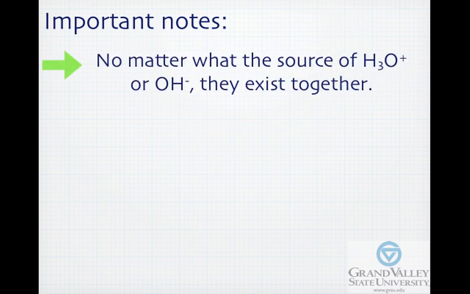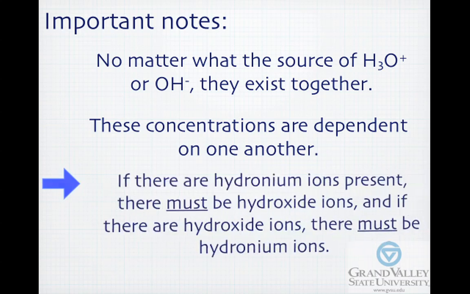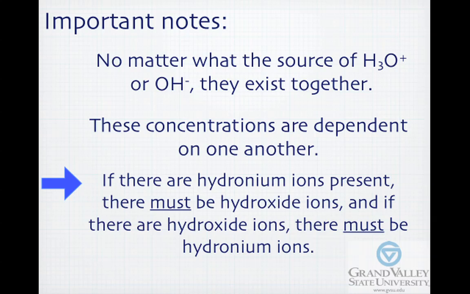Some important notes to be aware of. No matter what the source of hydronium or hydroxide, acid, base, or water, these two ions exist together, and their concentrations are dependent on one another. This is how we can calculate the pH of a solution that seemingly has no H3O+. If there are hydronium ions present, there must be hydroxide ions, and if there are hydroxide ions, there must be hydronium ions.